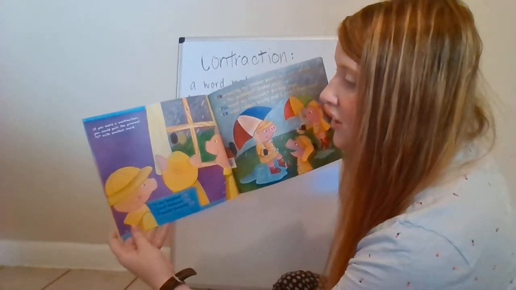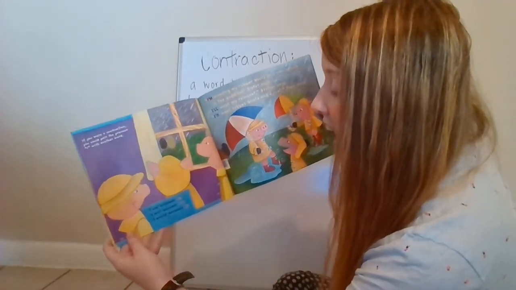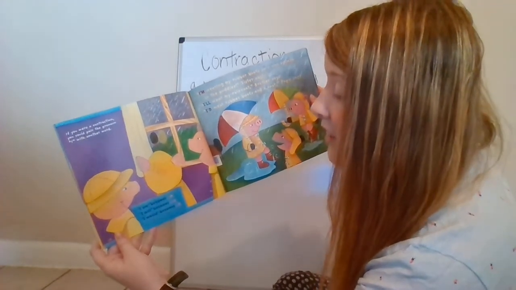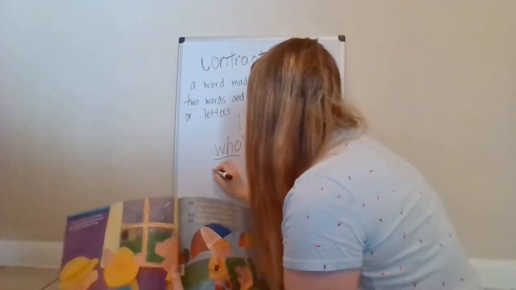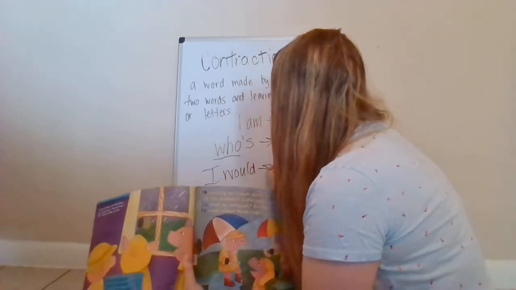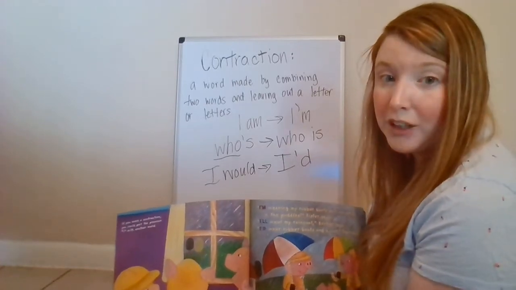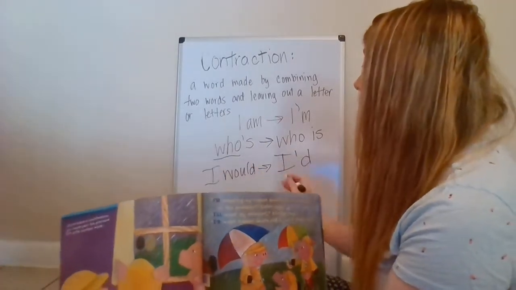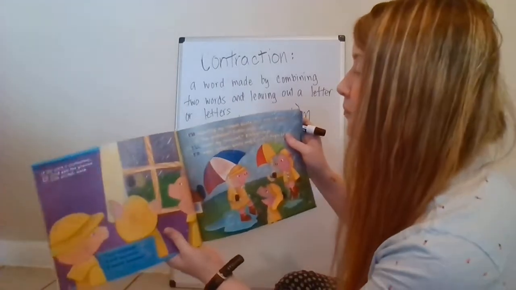If you were a contraction, you could pair the pronoun I with another word. I am becomes I'm, I will becomes I'll, I would becomes I'd. So I think the tricky one there is I would becomes I'd. And we know that I is a pronoun because it takes the place of a noun. So instead of saying Miss Lydia would, we say I would, so we could make a contraction out of it.